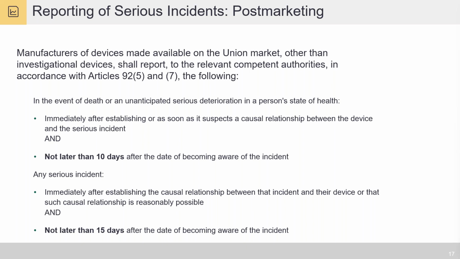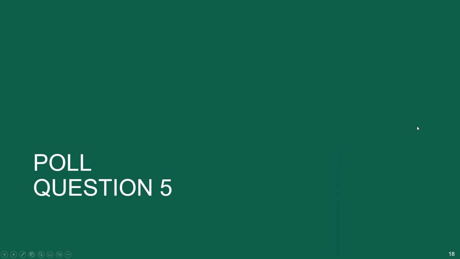And then the second category is for any other serious incident. Manufacturers shall report immediately after they have established the causal relationship between the incident and their device, or such causal relation is reasonably possible. In those scenarios, it has to be reported within 15 calendar days after the awareness. So this was in the post-marketing scenario.